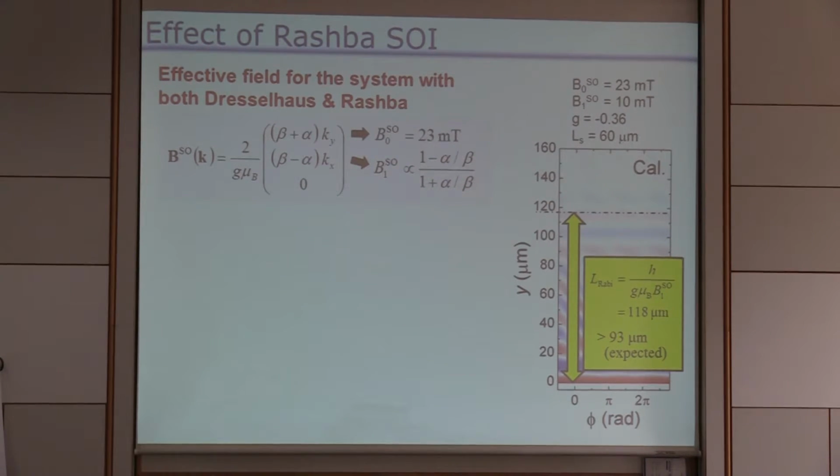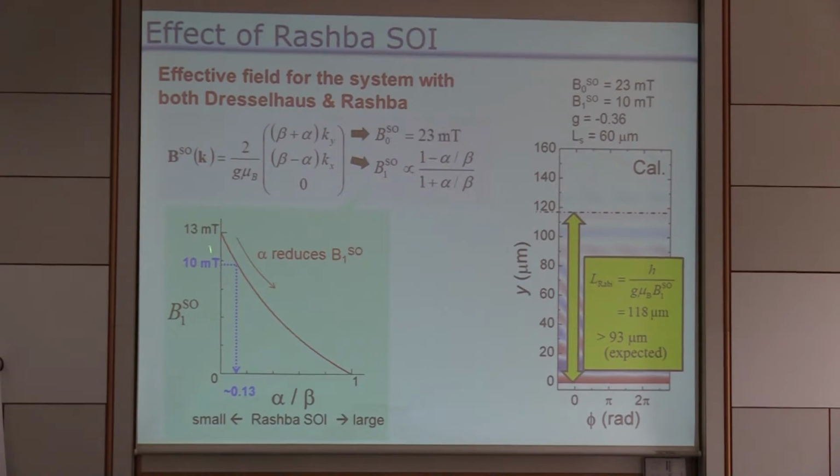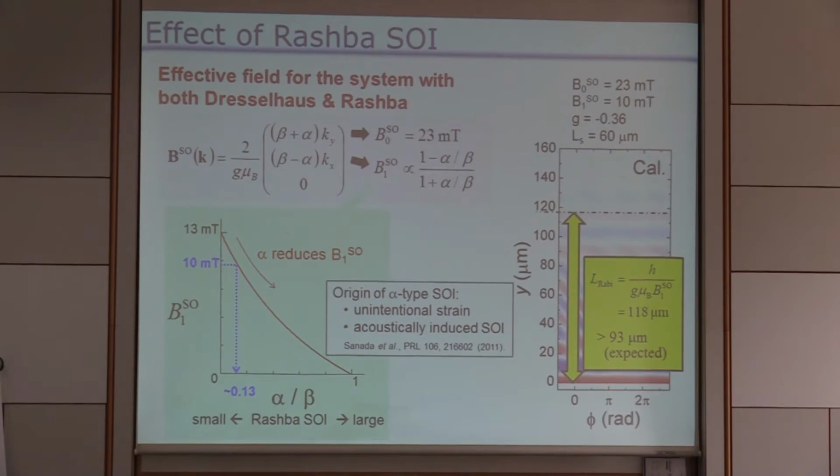So we plot the B1SO as a function of alpha over beta, and this shows that alpha reduces B1SO. So we see here it is 0.13. So that means this system has the Rashba spin orbit interaction, which is about one order of magnitude smaller than the Dresselhaus spin orbit interaction. We consider this alpha-type spin orbit interaction is induced by the unintentional strain or acoustically induced spin orbit interaction, as I explained before.